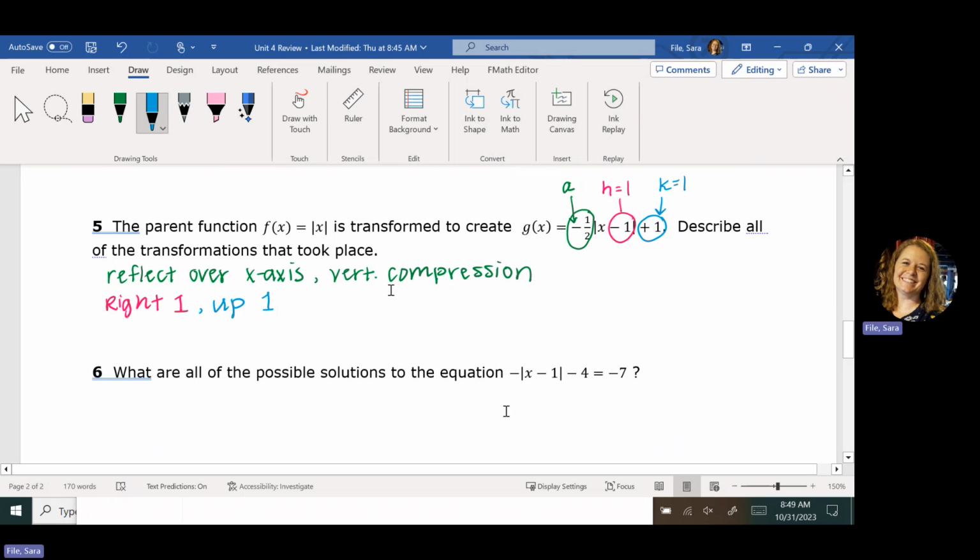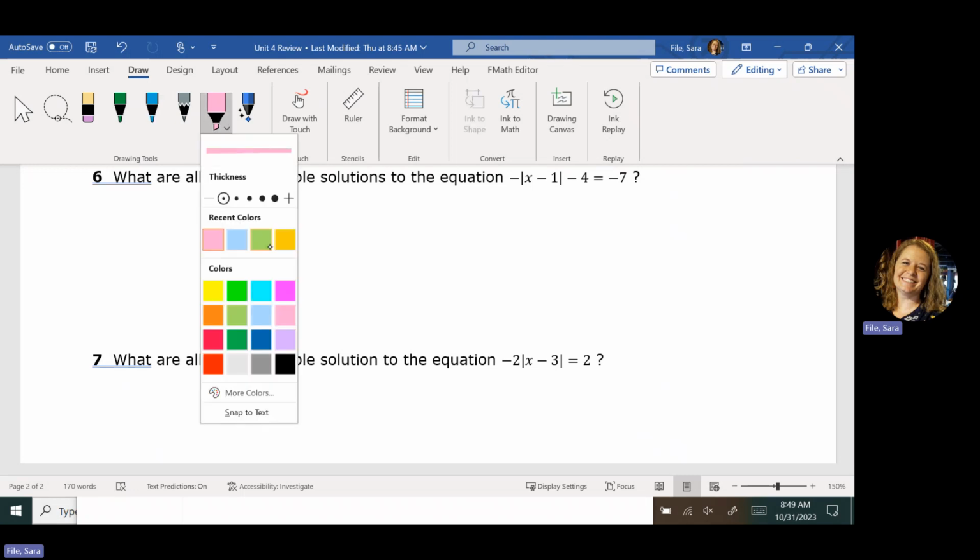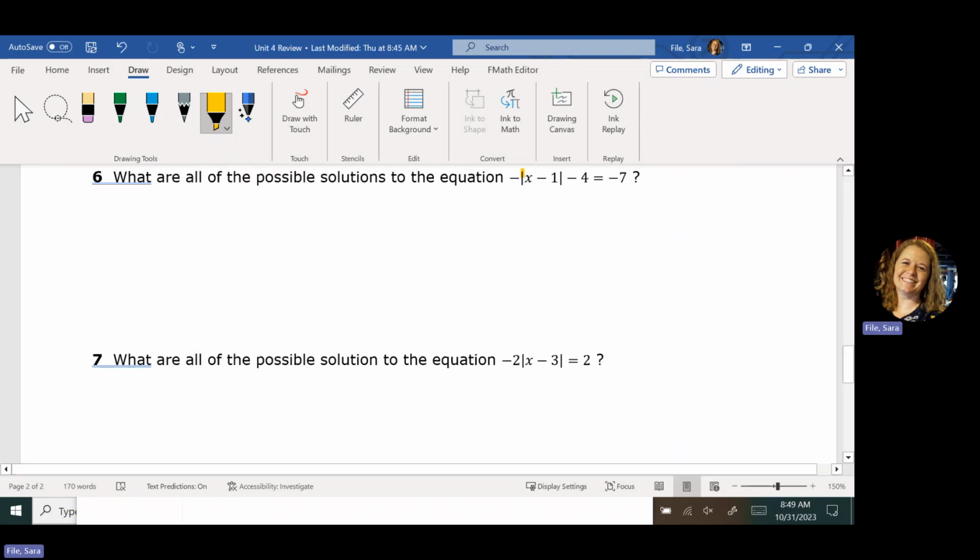All right, 6 now is getting into solving. What are all the possible solutions? So step 1 is isolate the absolute value expression. So this right here, if you want a highlighter on the test, I'll let you borrow a highlighter if you don't have one. We're trying to get that by itself.